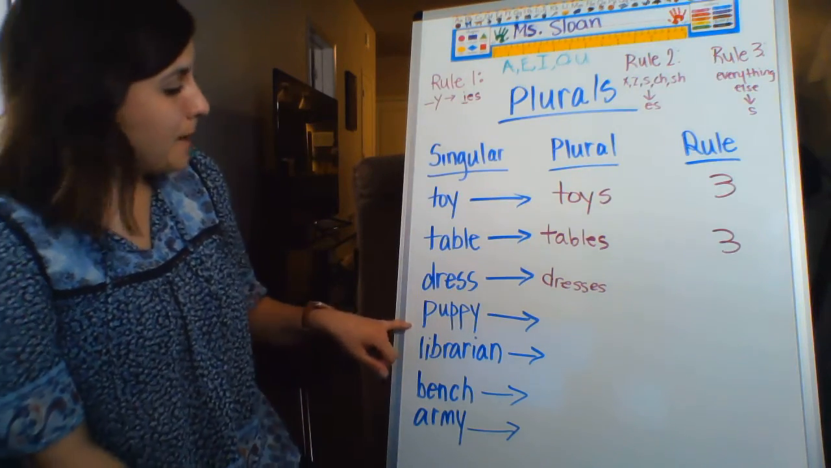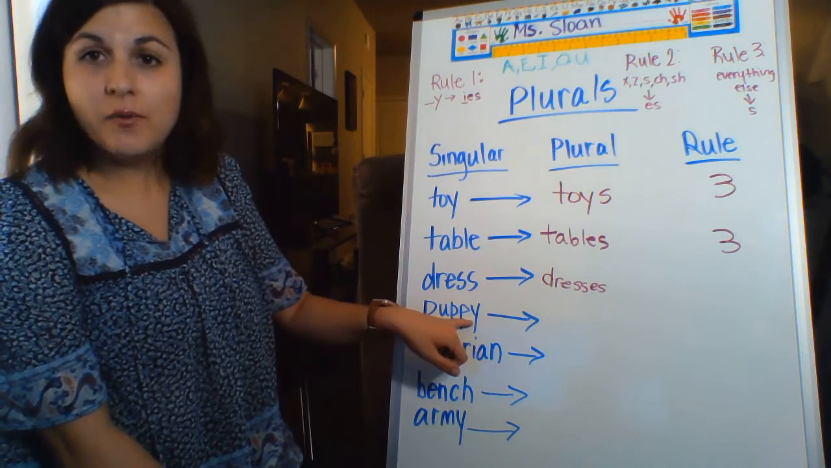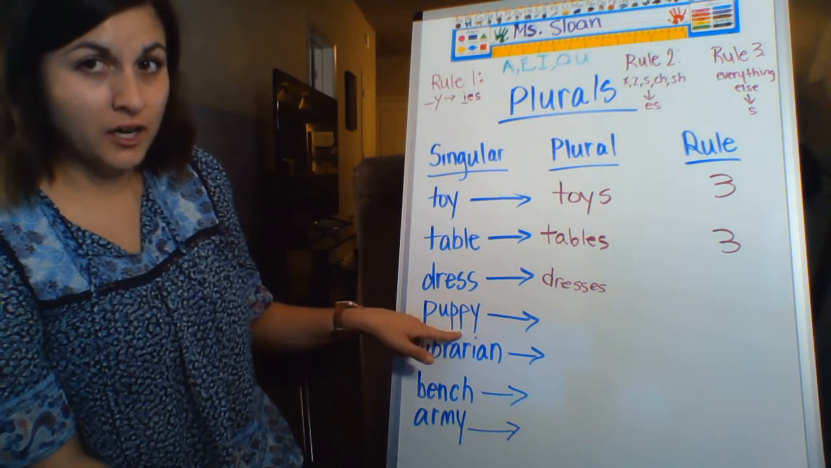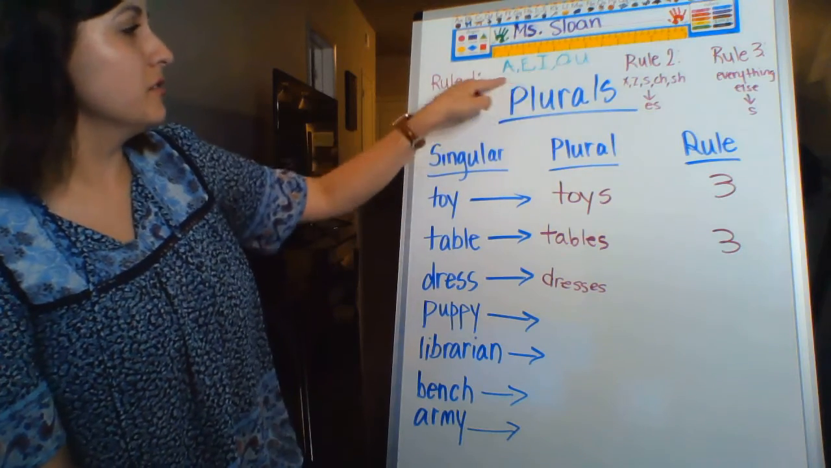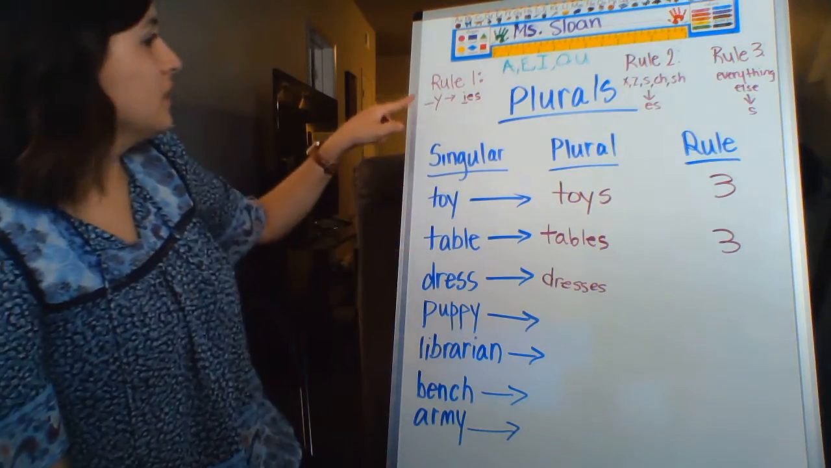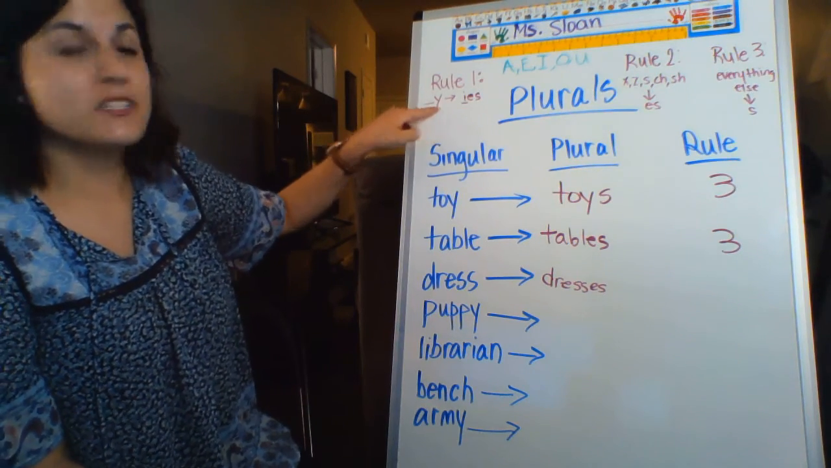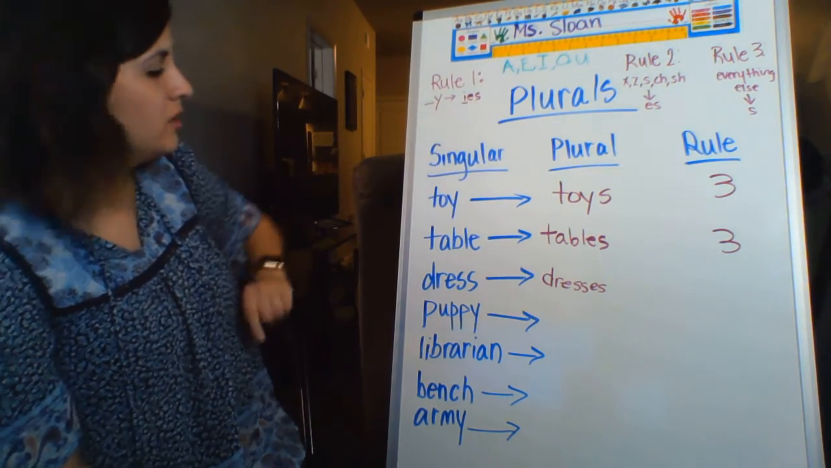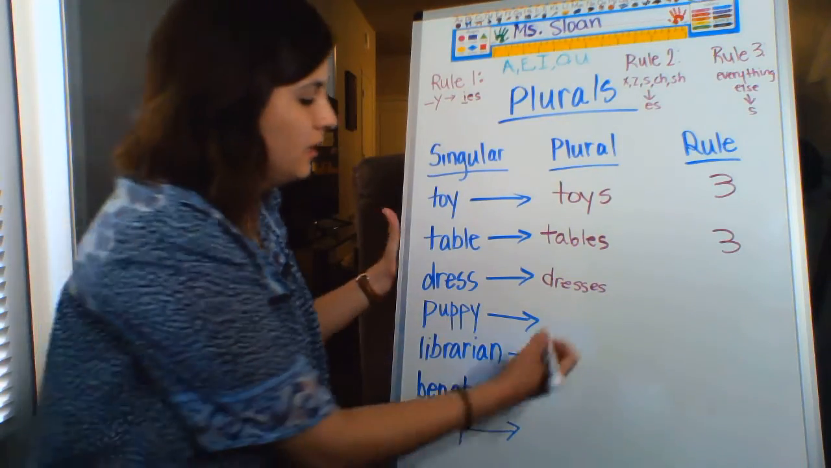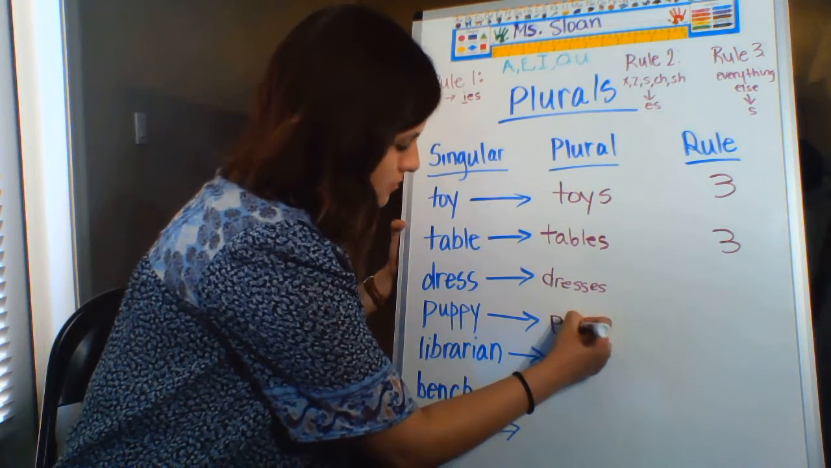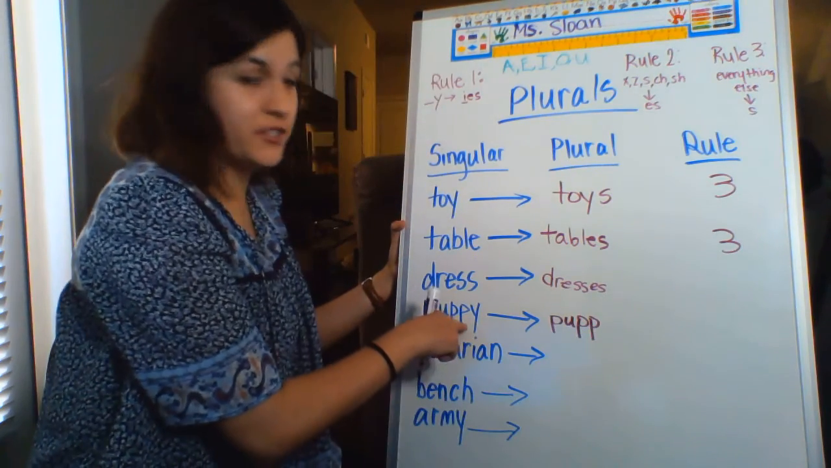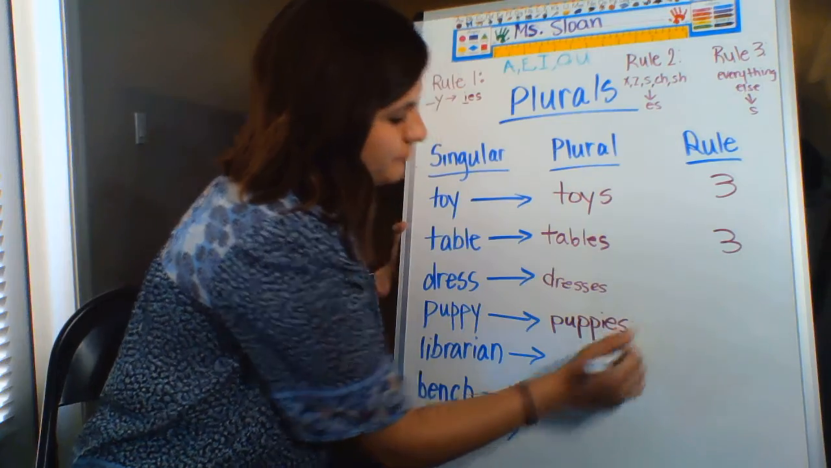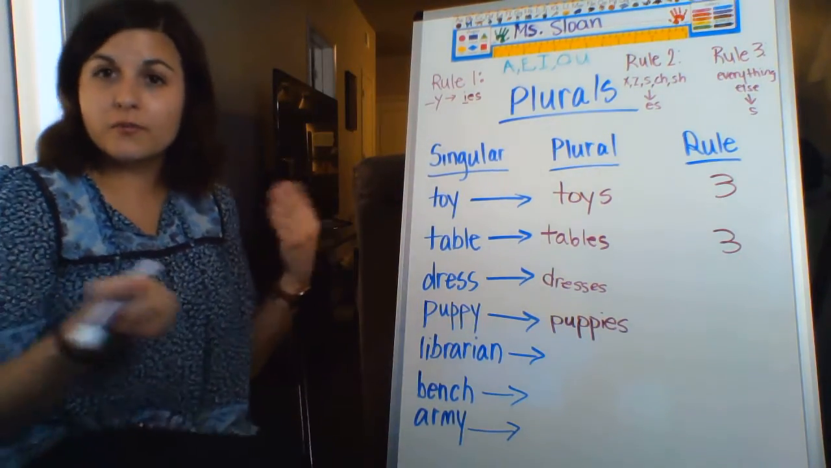Let's look at our next one. Puppy. So puppy ends in a Y, okay? So let's look at the letter before it. P. Is P a vowel or a consonant? Well, here's our vowels. So it's not a vowel, which means it must be a consonant. So let's look at rule number 1. Rule number 1 says if it ends with a consonant Y, then the Y becomes an I, and we add ES. So puppy becomes, we change the Y to an I, and then we add ES. Puppies. So now we have more than one puppy.